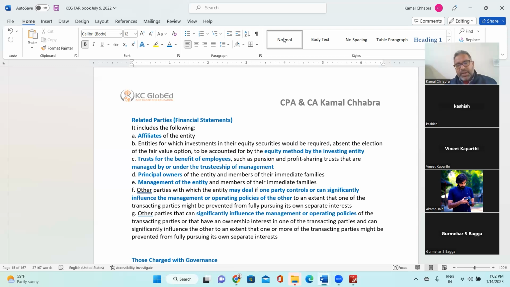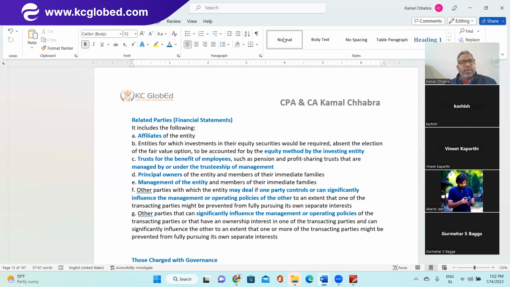Right? If I summarize everything very quickly and crisply, what you need to keep in mind about related party: first, all the affiliates, meaning your subsidiaries, your joint ventures, or where you have made some equity investment. Second is any equity method investment you have made in any entity.